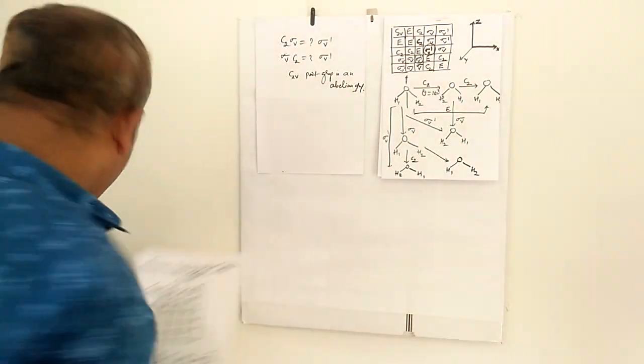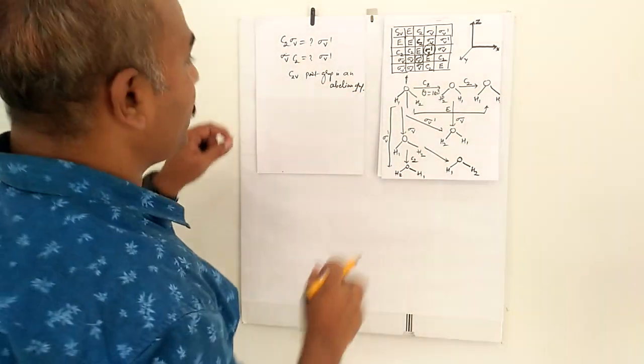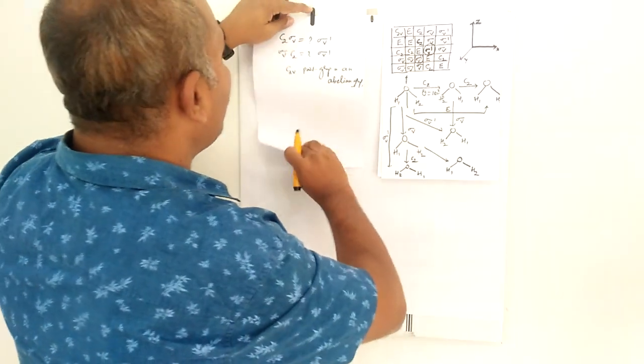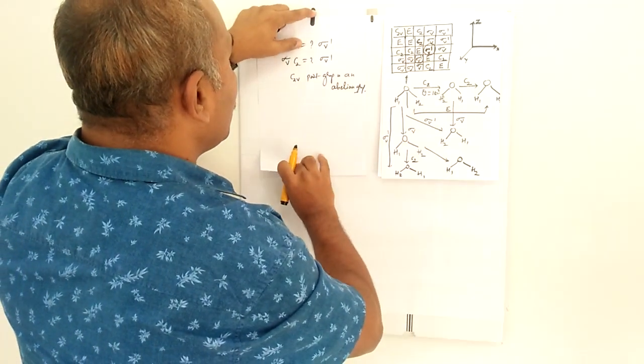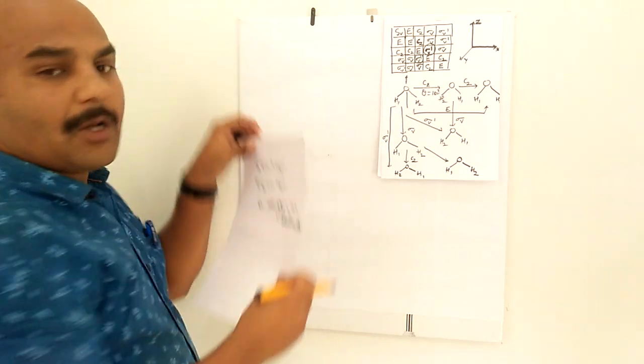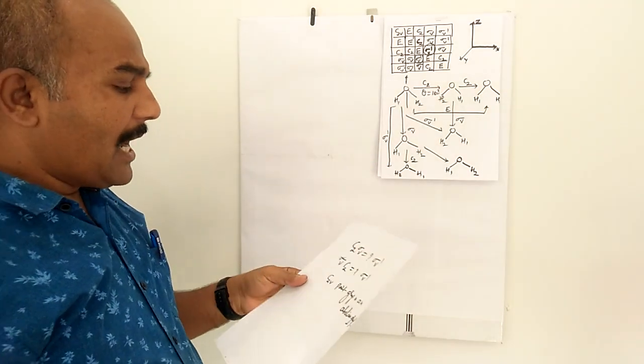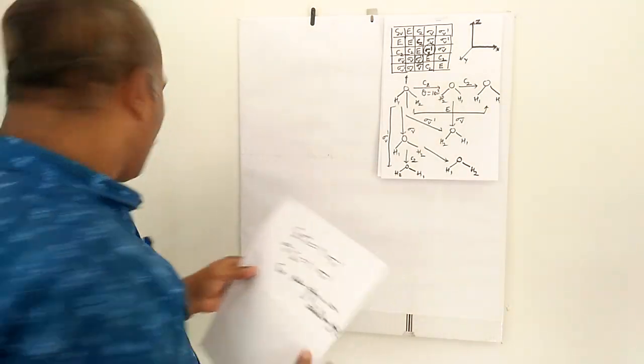So next we will move on to the C2H point group. For the C2H point group, we can take 1,2 trans-dichloroethylene as an example, and we can cross check the group properties.